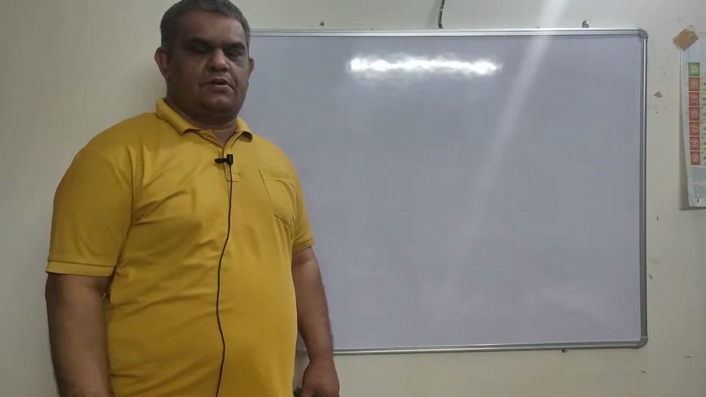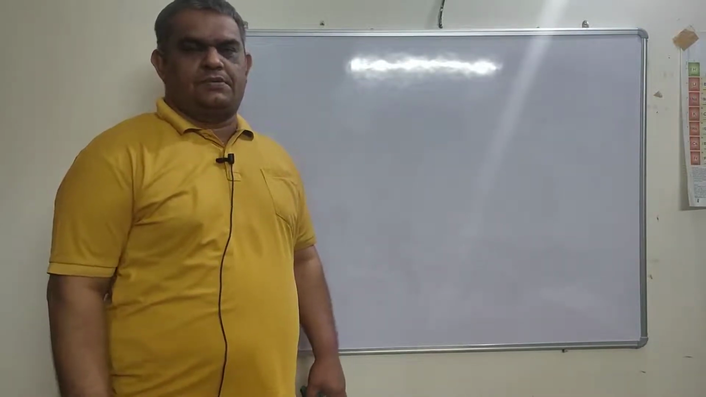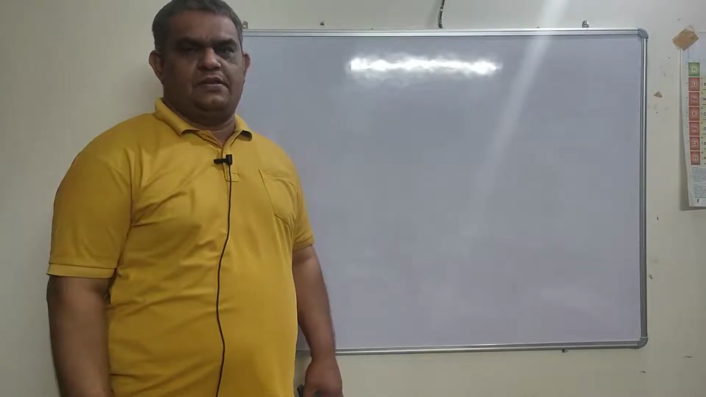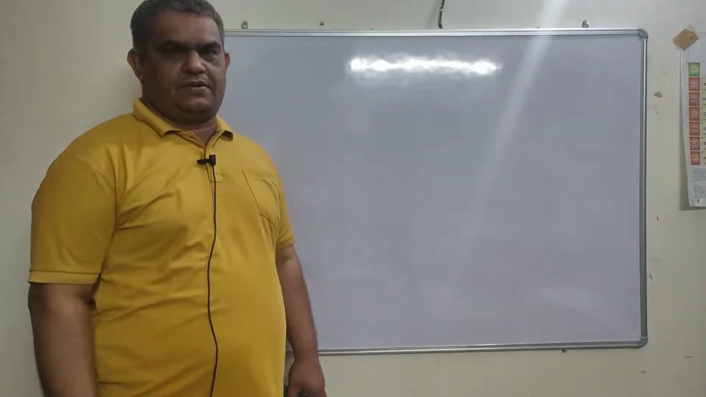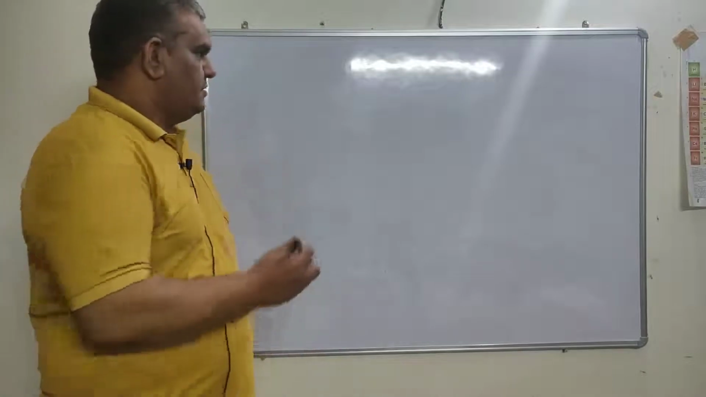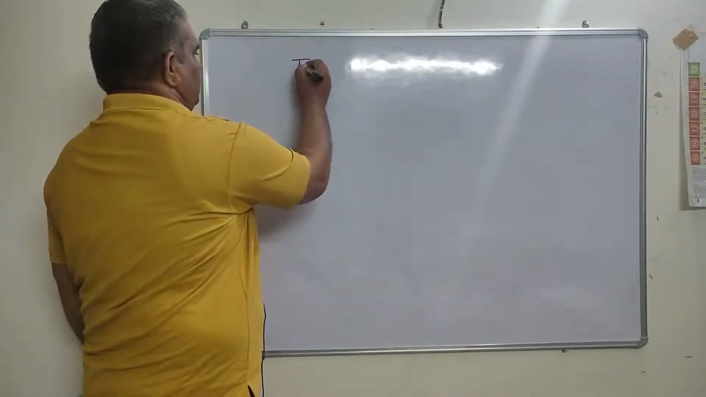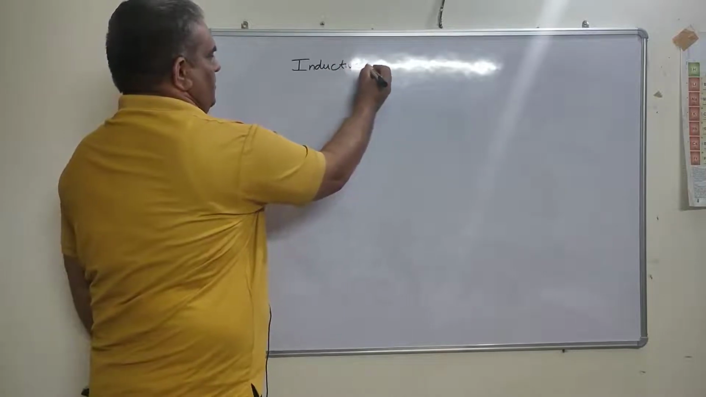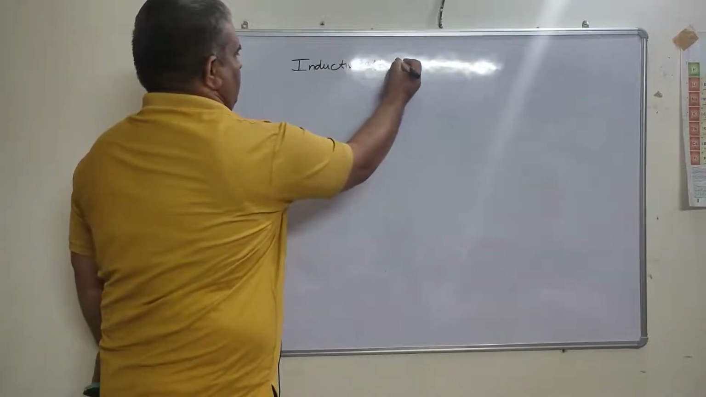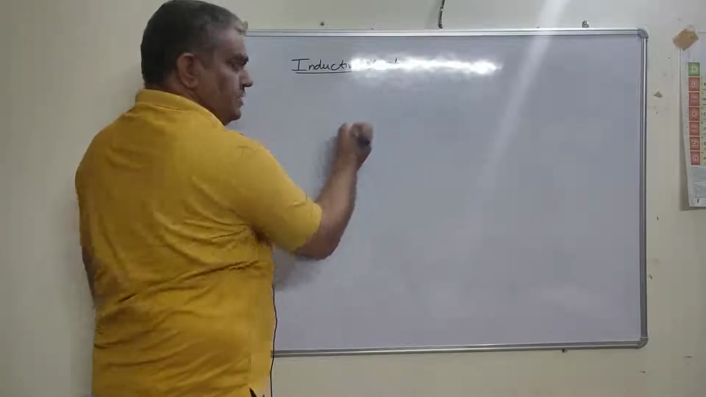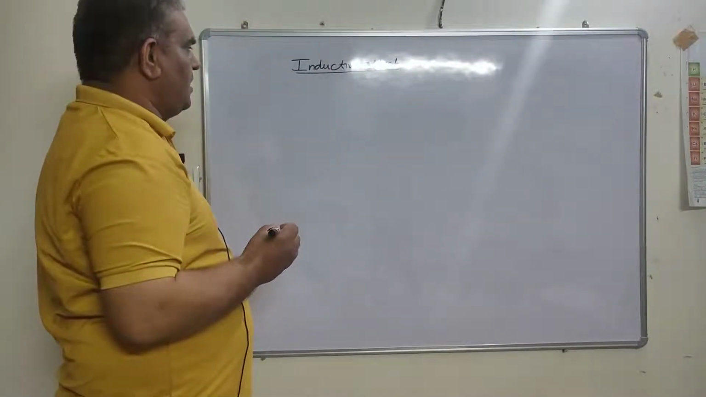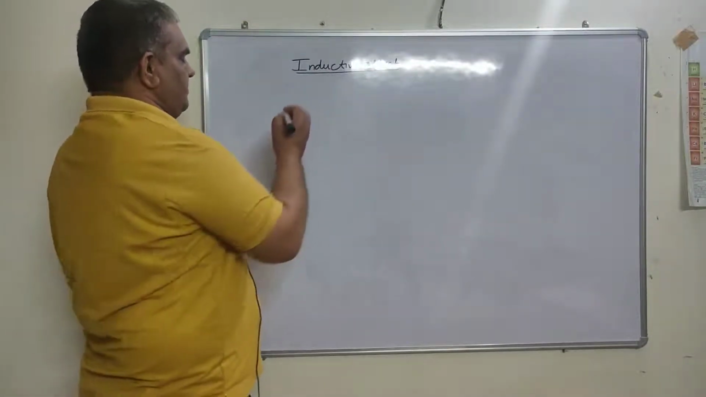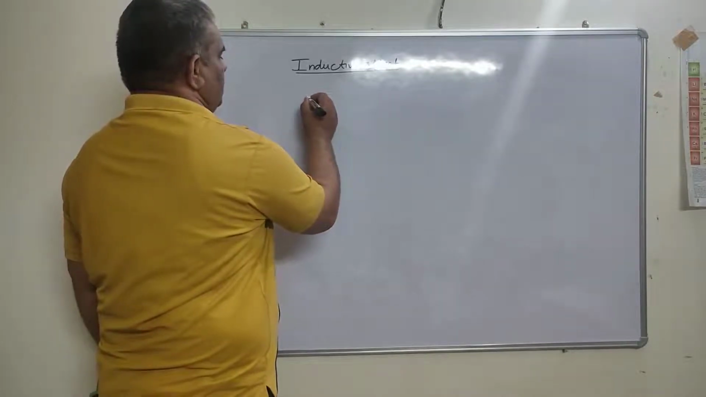Today we discuss the topic, the concept of the physical effects: the inductive effect and the electromeric effect. What is the inductive effect? The inductive effect is represented by I. For example, take this organic molecule, this C-H bond.